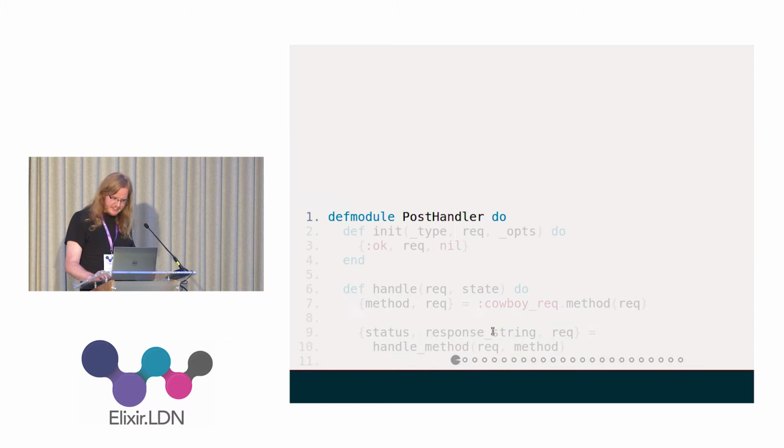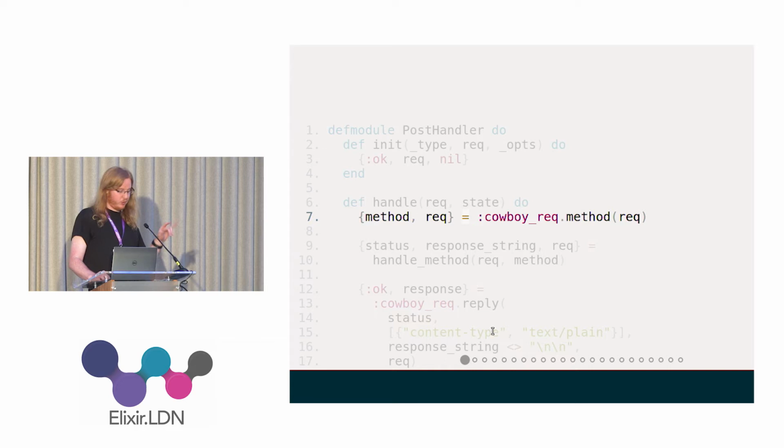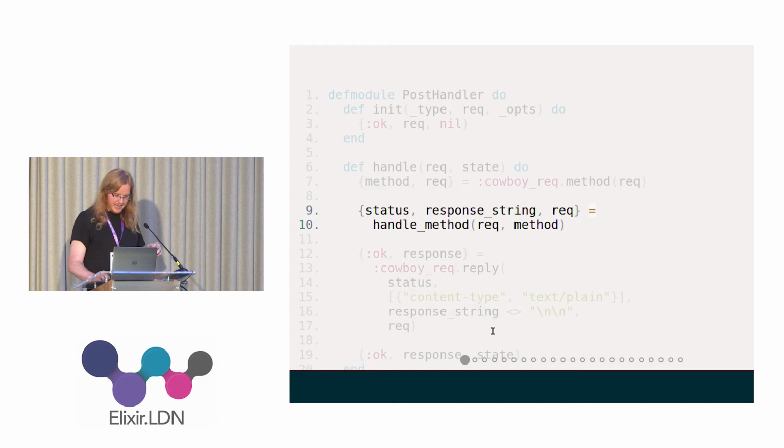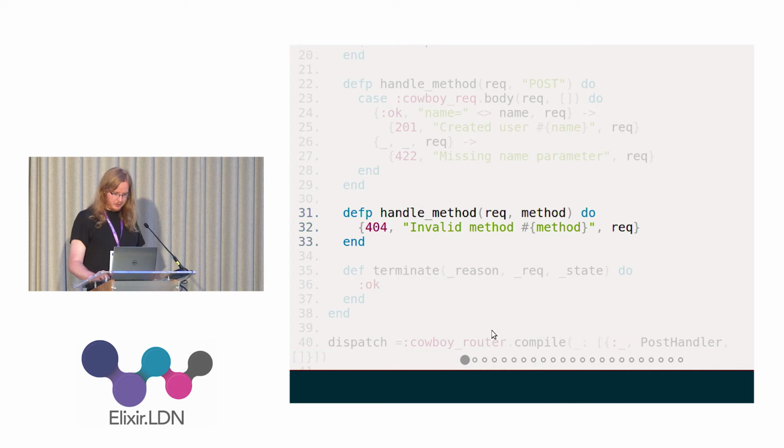So, a slightly more complicated example now that uses some more Cowboy functions. This is a handler that will handle post requests, init's the same. And this time we're fetching the method from the request, and it returns a pair with the method and then a new request. And we have a private function called handle method, which returns a status code, a response string, and a request, which we'll pass to the reply function. And then we check, and if it's a post request, we will read the body, and if there's a name present, we'll say created the user, and return a 201. Otherwise, we'll return a 422 and say there was a missing parameter. And for any other method, we'll return a 404 and say invalid method, and then the method you passed.